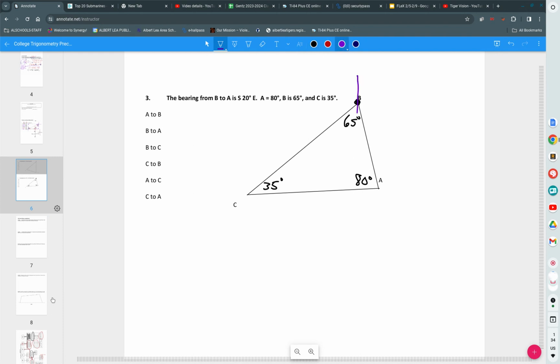And if I draw my little compass here, it says that from the south line, I turn 20 degrees to the east. So this little turn right there is 20 degrees. This whole angle is 65, so what's going to be this part of the angle? 45. And all of a sudden, we've got enough to start building. So I'm going to put in the rest of my compass pieces here.